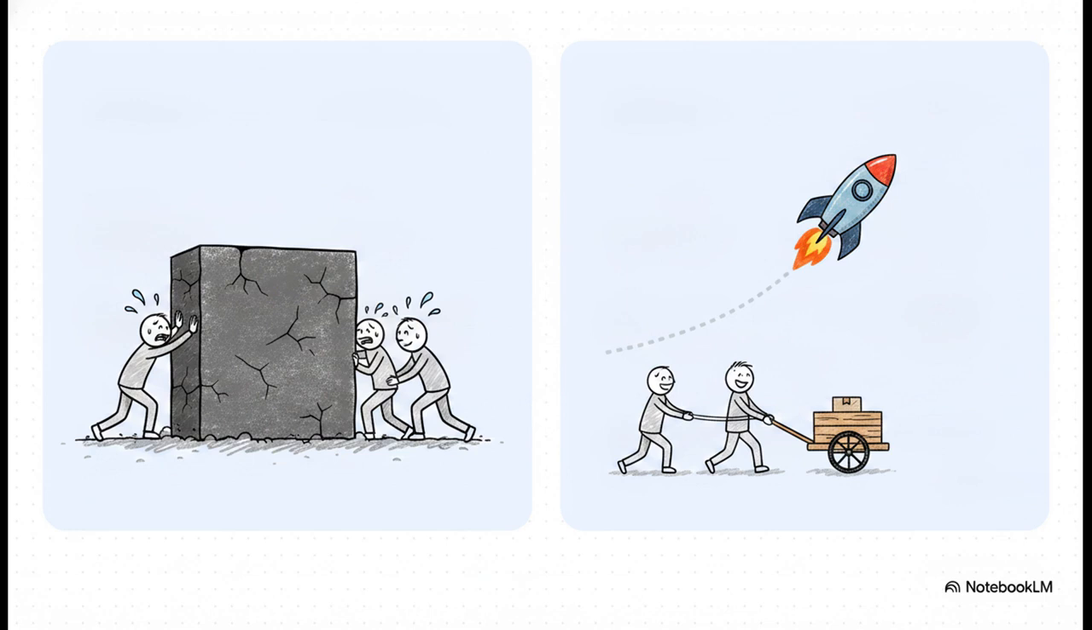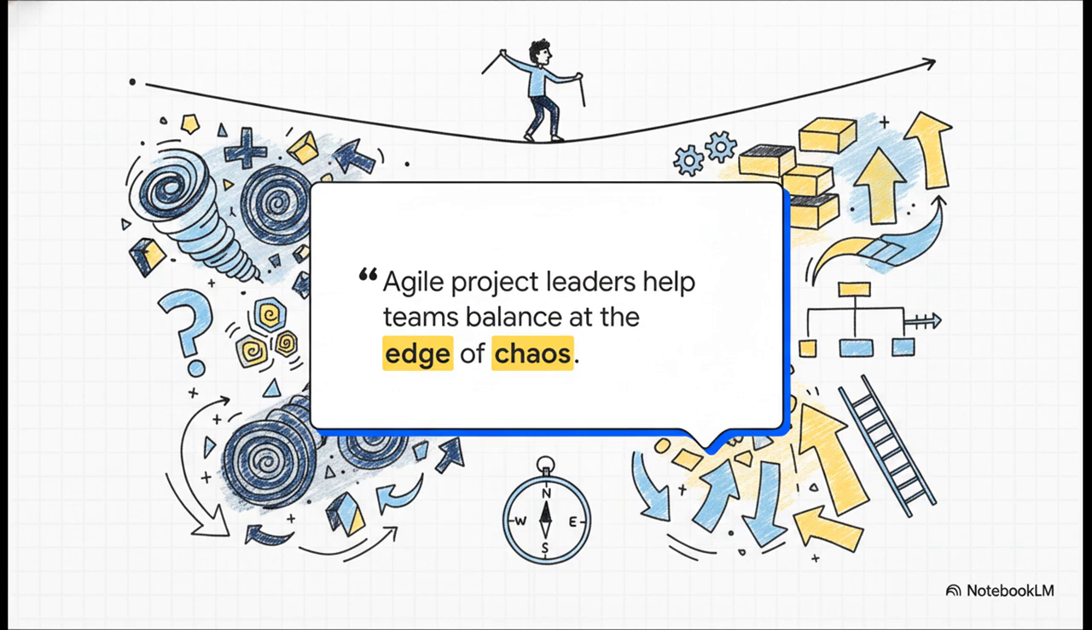Born out of software development frustrations, agile methodologies focus on adaptability, continuous iteration, and collaborative pull systems, where teams only take on work as they actually have capacity. It favors speed, data-driven change, and constant testing over rigid upfront planning. Take a quick moment to absorb this quote by Jim Highsmith. Agile project leaders help their team balance at the edge of chaos. Finding these balance points is the art of Agile leadership.